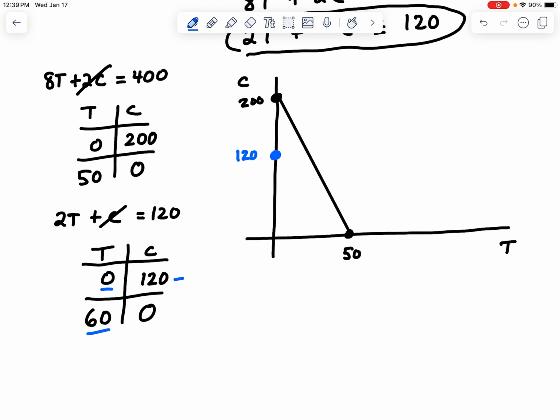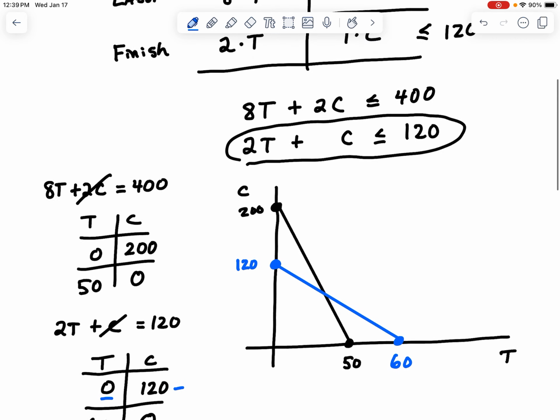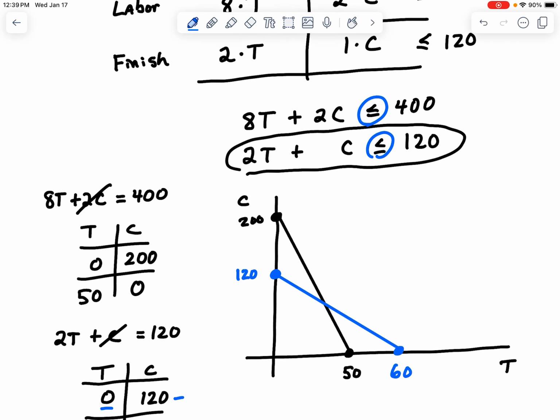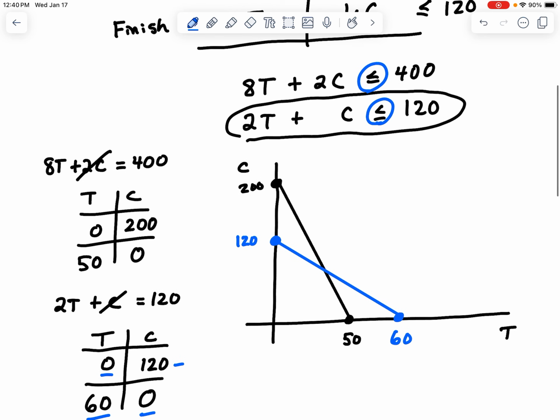And then for the next one, it says when t equals 60, then c equals 0. And then just connect those two with a nice straight line. And then the good news is we're almost done. So both of these have a less than or equal, which means you're shading under the line. And if you have to shade under the line for both of them, I'll just use pink. If you have to shade under the line for both of them, that means that it's this region in here. So this nice, beautiful pink region right here.